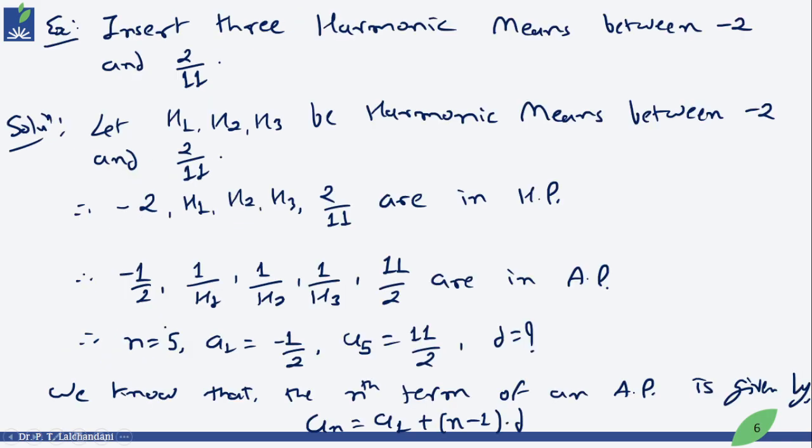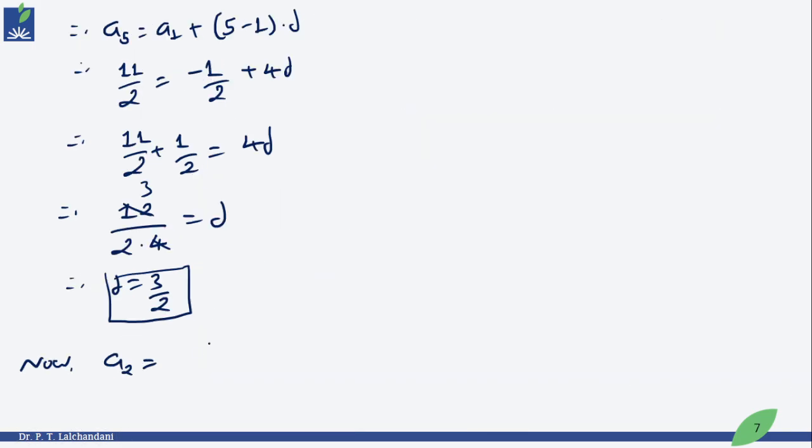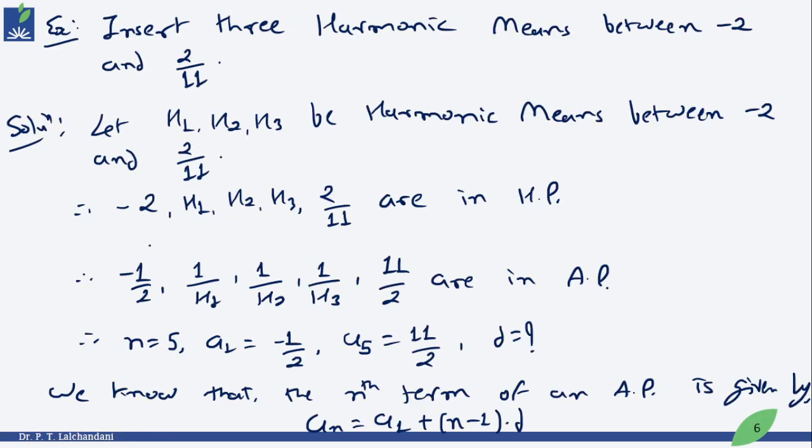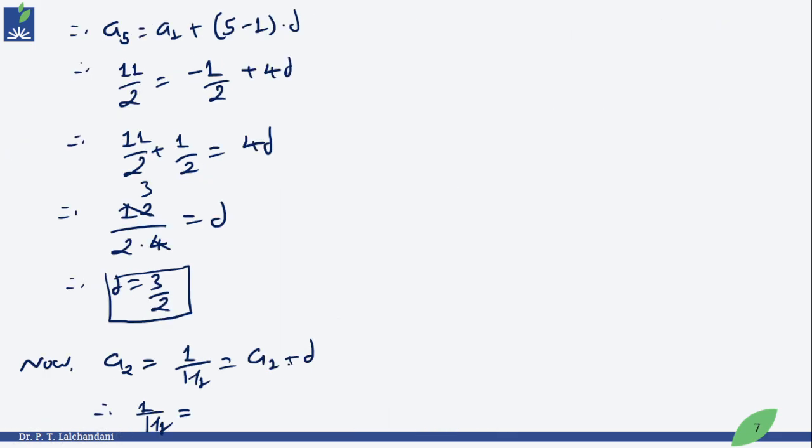Now a2. See, here the first term is a1, that is minus 1 by 2. What is a2? It is 1 upon h1, right? So a2, that is equal to 1 upon h1, is equal to a1 plus d. We know the value of a1. a1 is equal to minus 1 by 2. So it is minus 1 by 2 plus d.